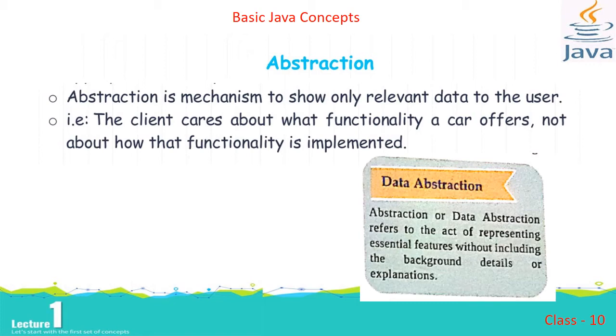Take an example of a television. We know how to make use of the television, but we are not aware of, or rather not interested in, what is happening inside that thin box, right? So that is the concept of abstraction. We are only interested in the essential features, to know how we can make use of that device, right? So that is called abstraction.